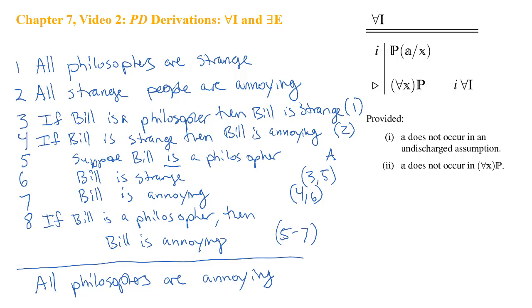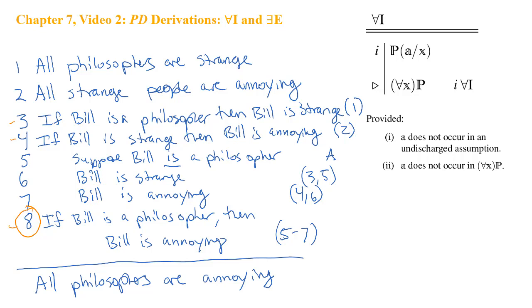Now take a look at what's happened here. What role do specific claims about Bill play? 3 and 4 are conditional claims, so they don't actually tell us anything specific about Bill. And 8 is also a conditional claim and doesn't tell us anything specific about Bill. In line 5, we did suppose something specific about Bill and drew 2 further specific subconclusions. But when we go to create the conditional in line 8, we dispense with those special assumptions.